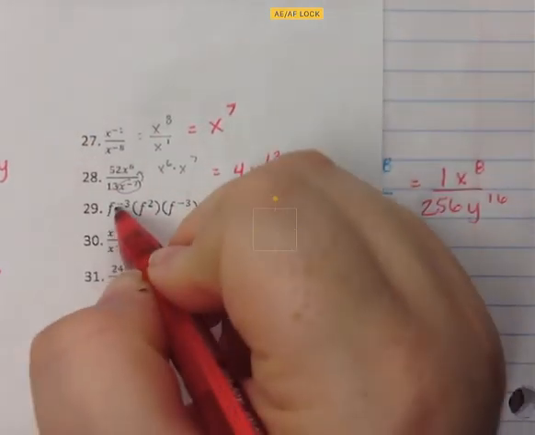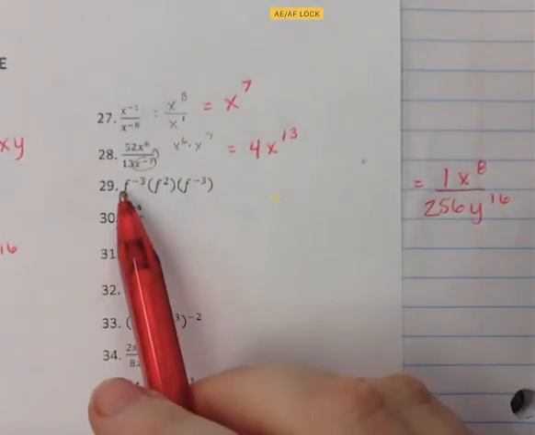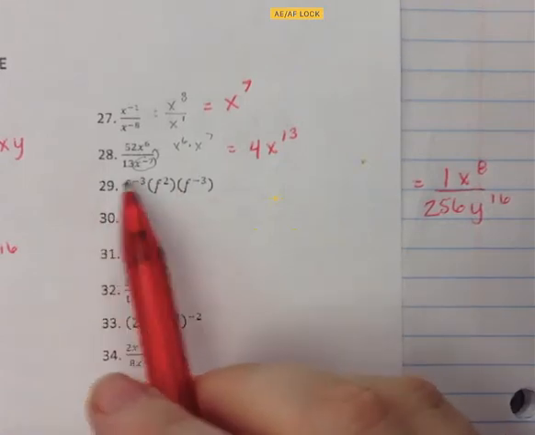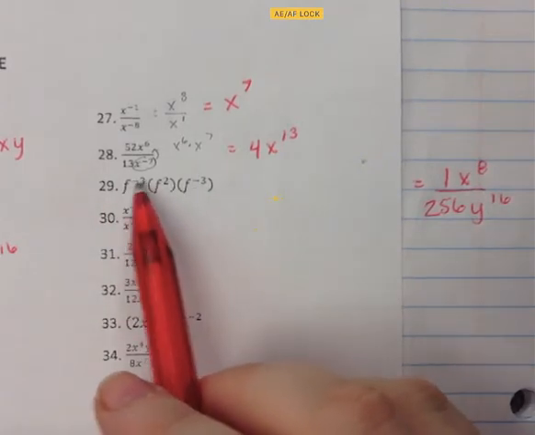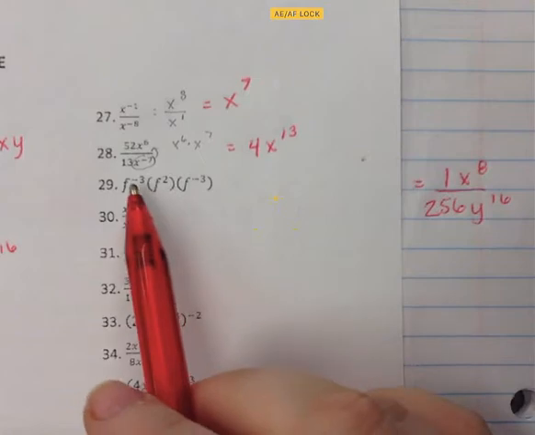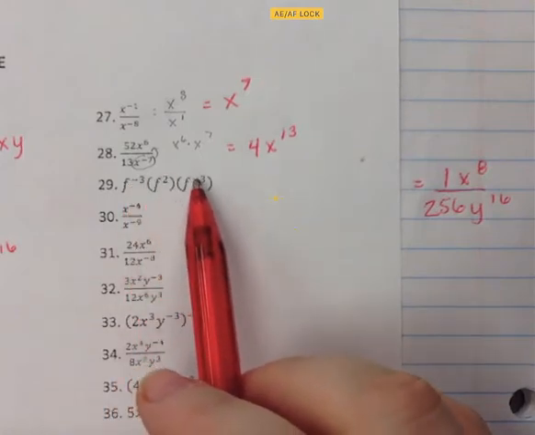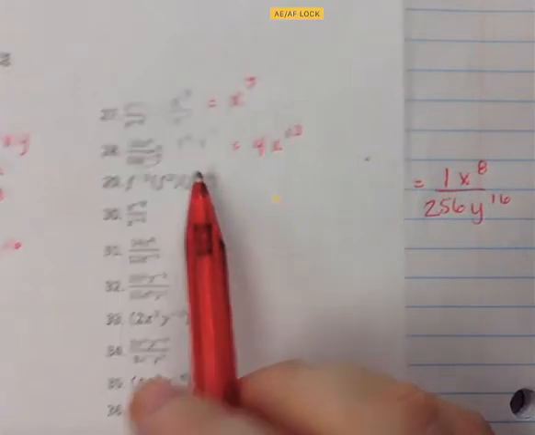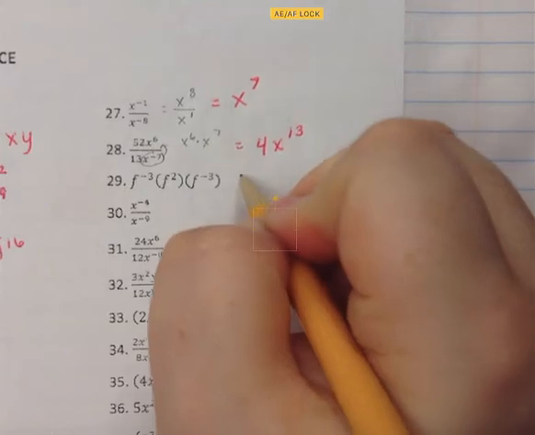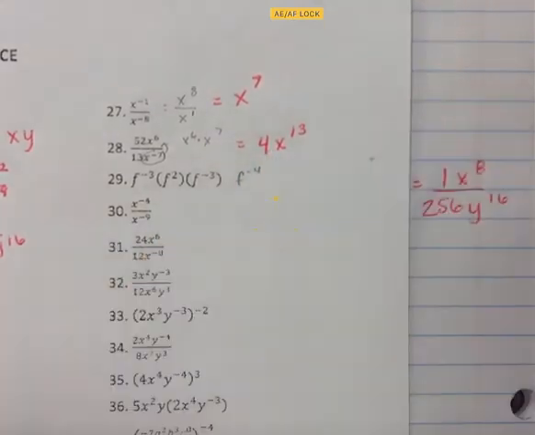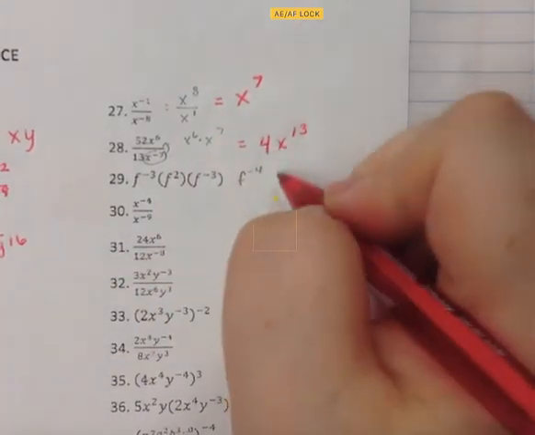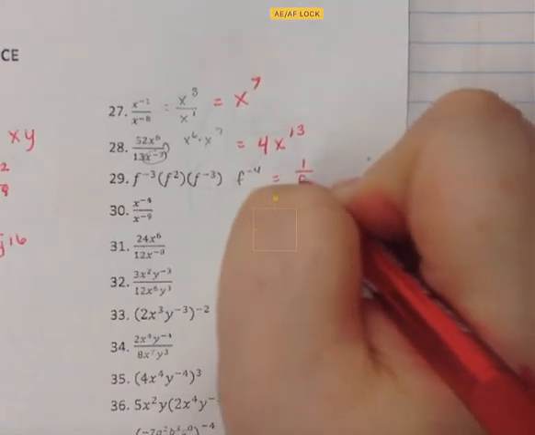On number 29, 29 and 26 actually look very similar. It's f, f, and f, where it's all multiplication. That means we're just adding the exponents. Negative 3 plus 2 is negative 1, and then plus a negative 3. So negative 1 and then negative 3 is a negative 4. So this is really f to the negative 4, which we know we can't have a negative exponent, so this becomes 1 over f to the positive 4.